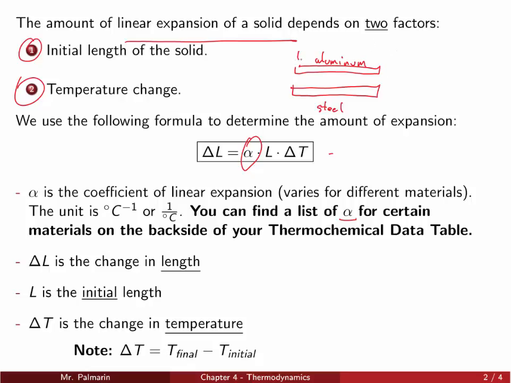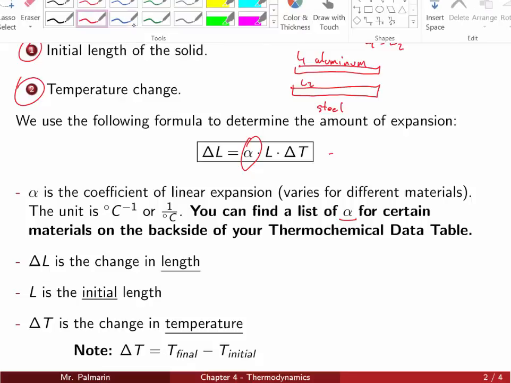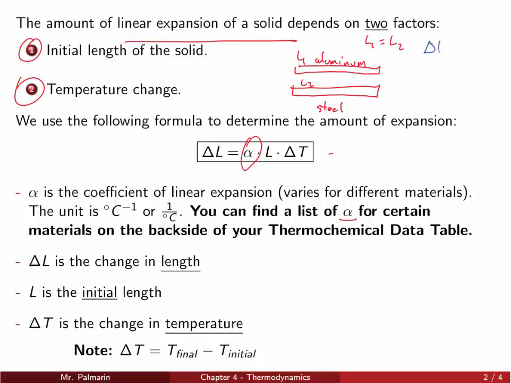If we call these L1 and L2, then L1 is going to equal L2 here. That's the initial length, so the same. The change in temperature will be the same. So let's say you increase the temperature by 10 degrees. This one might increase all the way up to here, and this one would probably only increase up to here. There's a difference: the change in length of the first one is not equal to the change in length of the second one.